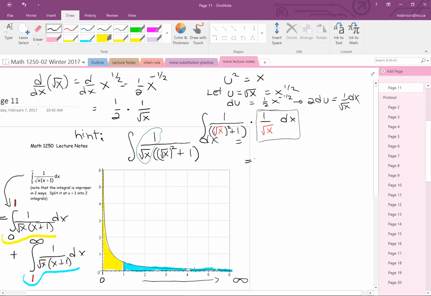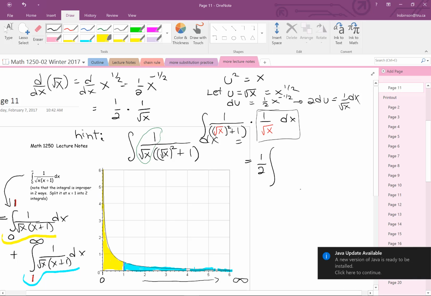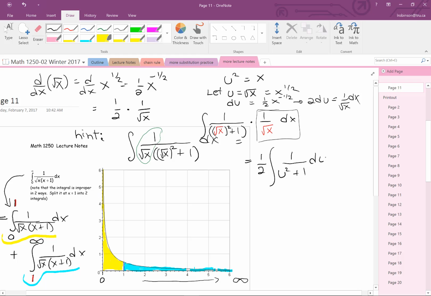So the thing becomes 1/2 the integral of 1 over u squared plus 1 du. Oh sorry, it's not 1/2, I beg your pardon. du equals 1/2 x to the minus 1/2. So you'd multiply both sides of this by 2, and you get 2 du equals 1 over the root of x dx. So this is going to be a 2. And then the u squared is going to replace the x.